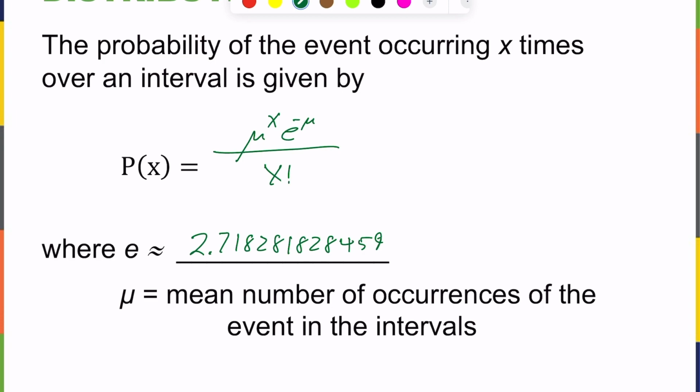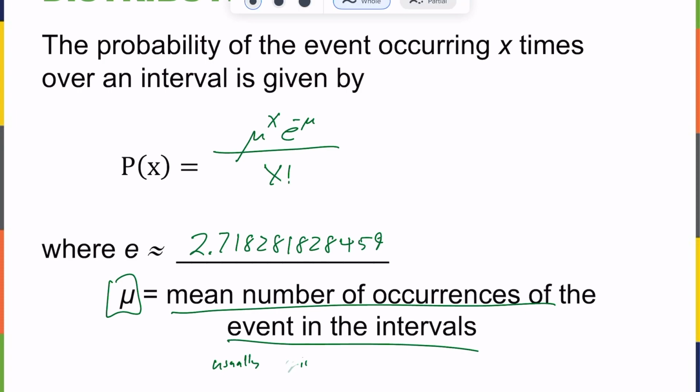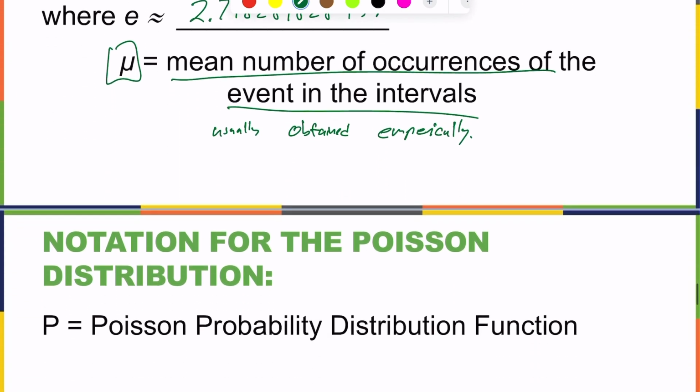Mu is the mean number of occurrences of the event in the interval. So first you have a mean number of occurrences of the event in the interval, and this is usually given or usually obtained empirically, meaning you found it from data.